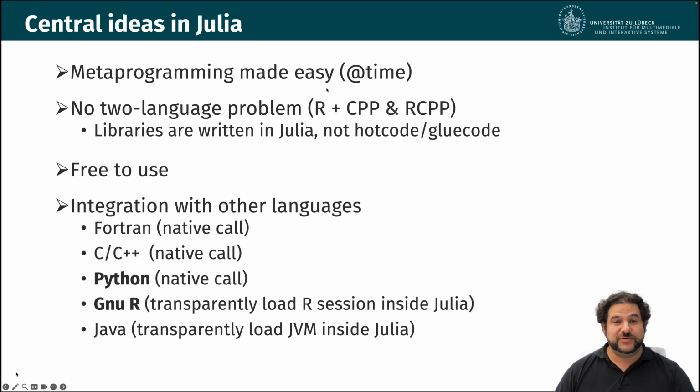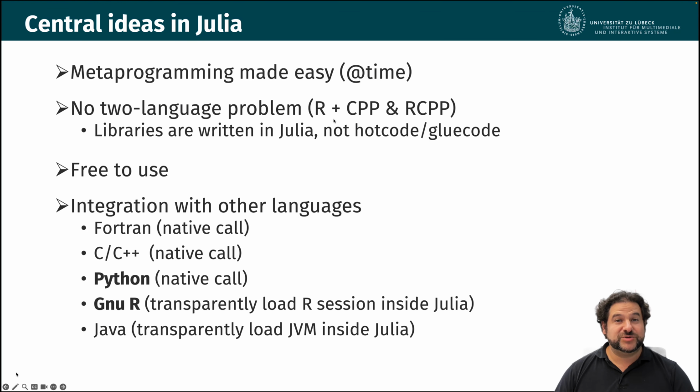If you're familiar with R and R package development, you will know that you will often run into execution time bottlenecks. And if that happens, you typically use Rcpp to then write your time-critical code in C++, and then have a user interface in R, and under the hood, you're running C++. That is not the case in Julia. In Julia, all the libraries are written in Julia, and there is no glue code or hot code that combines these two languages with one another.